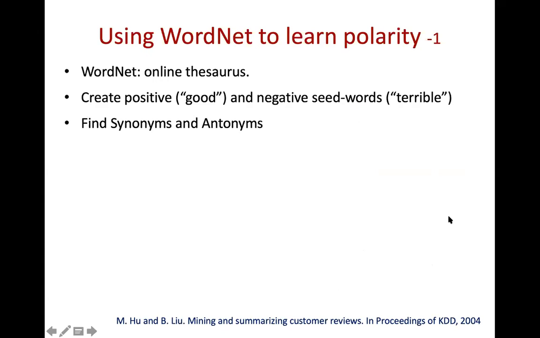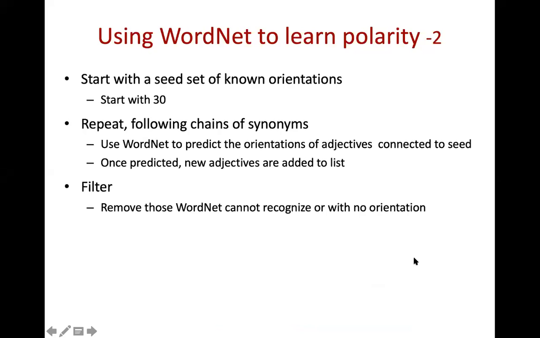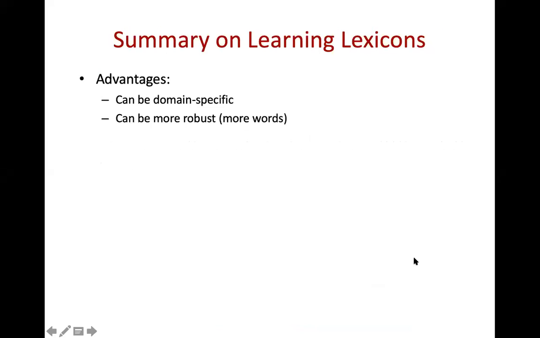So basically, you can just traverse the WordNet based on the different synsets, based on the hierarchy of the WordNet, based on the synonyms and antonyms inside there, and then that's also how you can look for different groups of polarity. So this was another paper in 2004. You can also look at how they did it. You can learn polarity in this way.